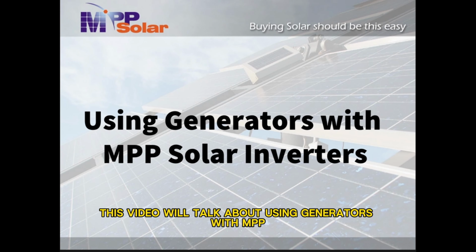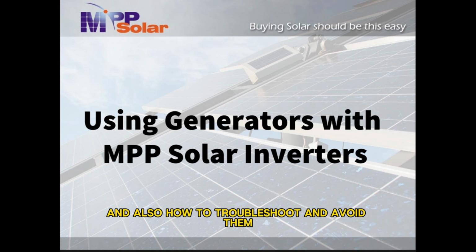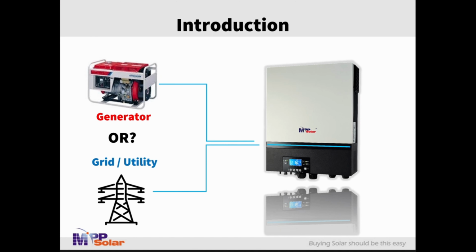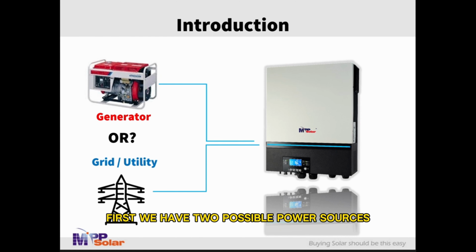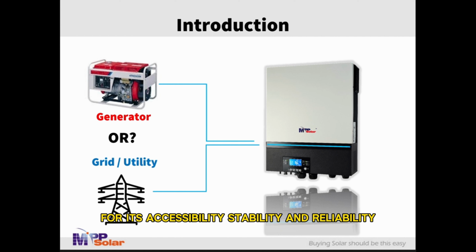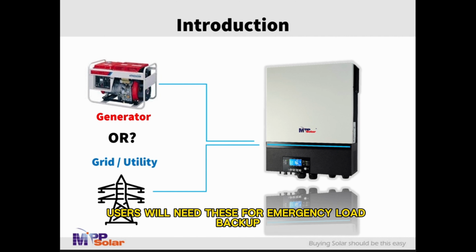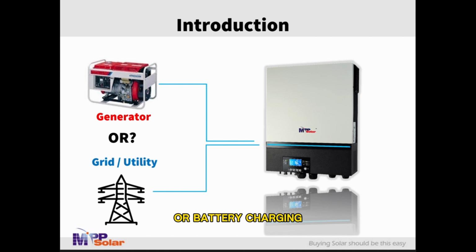Hi, this video will talk about using generators with MPP solar inverters and what problems users may run into, and also how to troubleshoot and avoid them. First, we have two possible power sources at the AC input side. We got city grid, which is naturally the preferred power source for its accessibility, stability, and reliability. However, in remote areas, generators without grid access, users will need these for emergency load backup or battery charging.